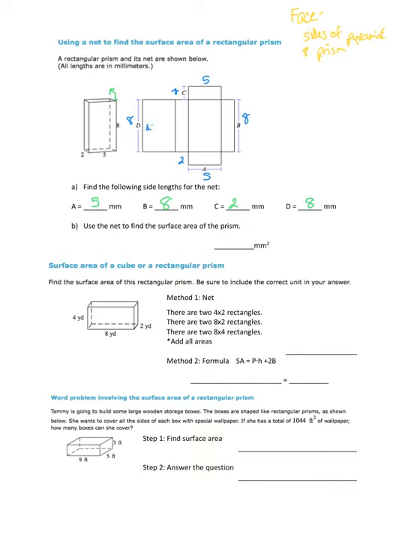So let's look at this. 8 times 5 is 40 because this side is the same as B. 2 times 5 is 10. Well, this one's going to be 10 also. 2 times 8 is 16. Well, that one's going to be 16 also, and that one's going to be 40.